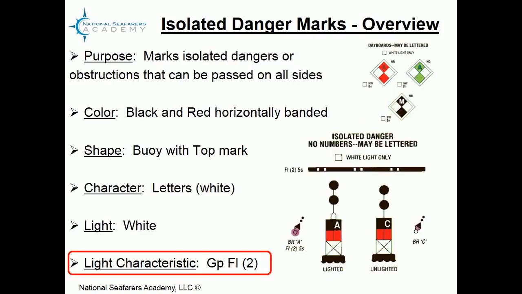Isolated danger marks are erected on, moored over, or placed immediately adjacent to an isolated danger that may be passed on all sides. These marks should not be approached closely without special caution. Isolated danger marks are colored with black and red bands, and if lighted, display a group flashing of 2 flashes with a white light. A top mark consists of 2 black spheres, one above the other.